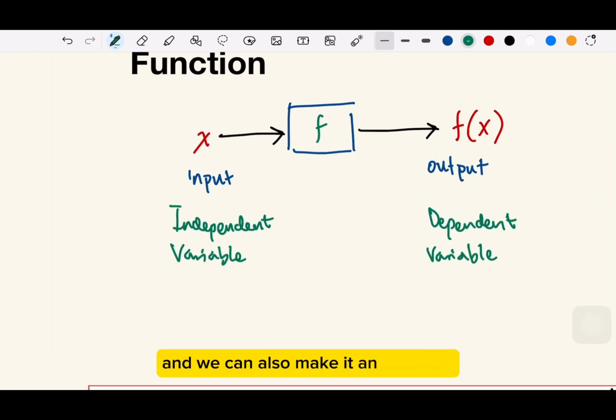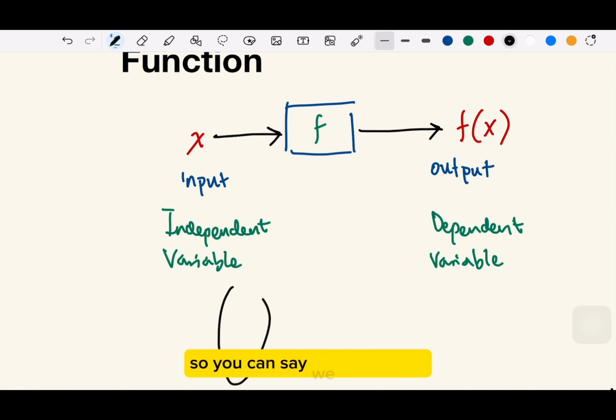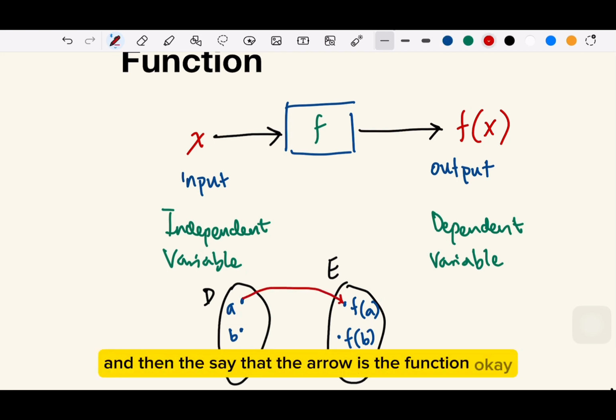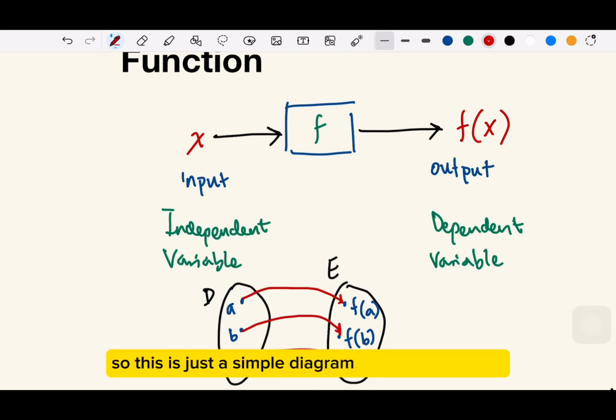And we can also make it as an arrow diagram. So you can say we have some set D that consists of maybe A, B, C, like that. And we have another set that we call E. And then we say f of A, f of B, f of C. Let's say that the arrow is the function. So this is just a simple diagram to describe a function, and we could say that D is our domain and E is our range.